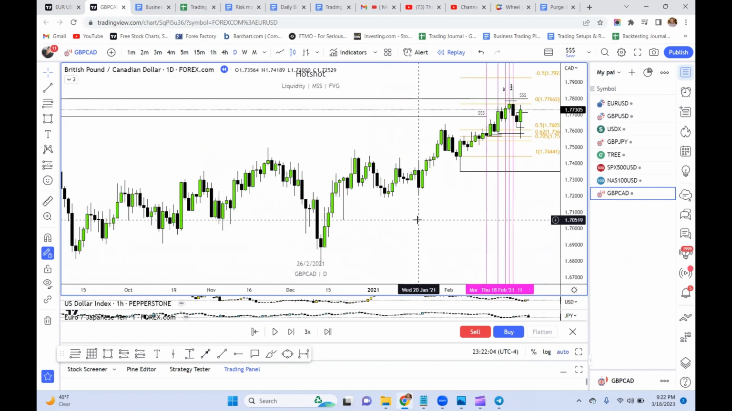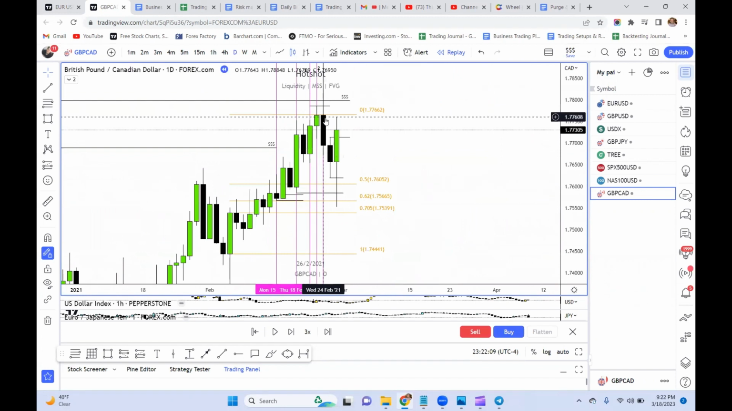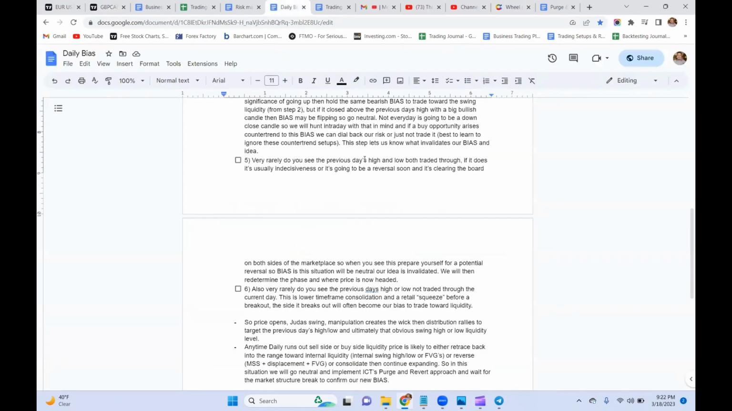So now in this situation, it did come all the way down to equilibrium. In this case, price is in a retracement phase right here, and that's why we were looking for some shorts. So now in this case, once everything has been taken, very rarely do you see the previous day's high and low both traded through, but if it does, it's usually indecisiveness, or it's going to be a reversal soon and it's clearing the board on both sides of the marketplace. So when you see this, prepare yourself for a potential reversal. So bias in the situation will be neutral. Our idea is invalidated. We will then redetermine the phase and where price is now headed.